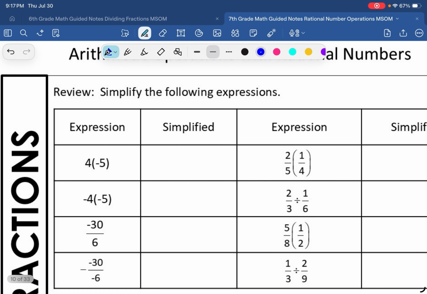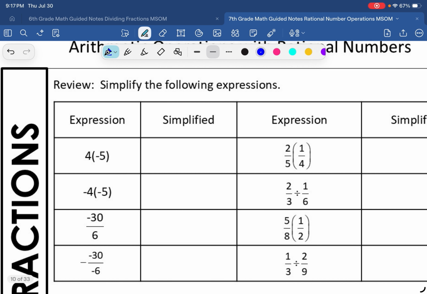Simplify the following expressions. This first table is a bit of review. So remember, when I'm multiplying or dividing fractions, if I have one negative or an odd number of negatives, then my answer will be negative. If I have an even number of negatives, or two negatives, then my answer will be positive.